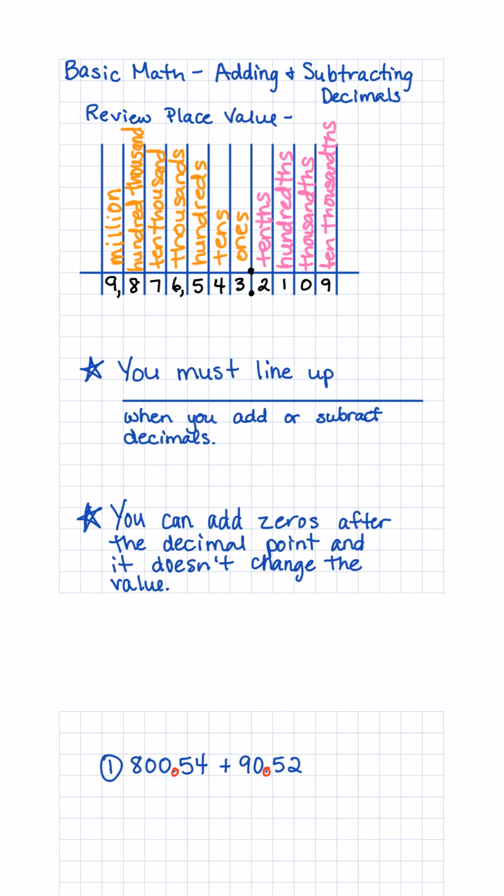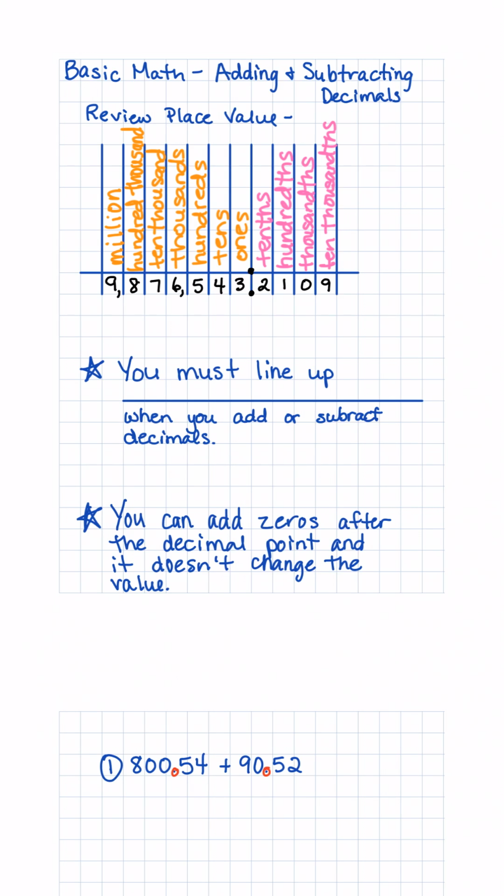Okay, if you have your chart looking like mine, you did it correct. The 9 is in the million spot, the 8 is in the 100,000 spot, the 7 is in the 10,000 spot, the 6 is in the thousands, 5 is in the hundreds, 4 is in the tens, 3 is in the ones, 2 is in the tenths, 1 is in the hundredths, 0 is in the thousandths, and 9 is in the 10,000ths.